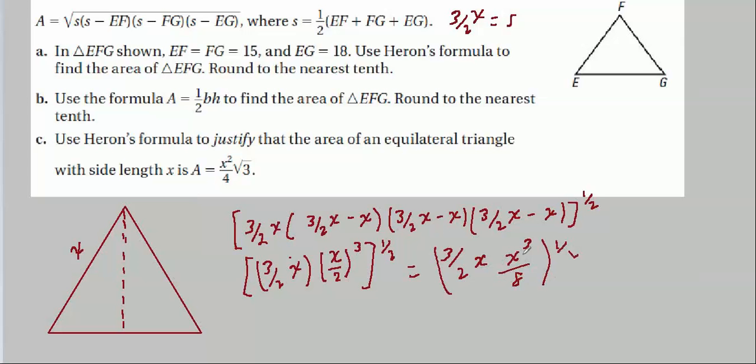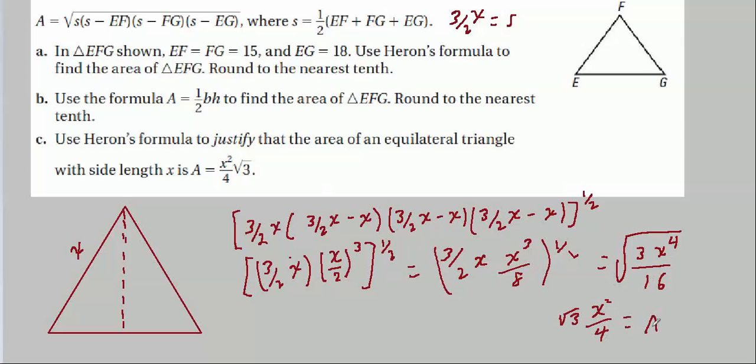So what we have is 3 times x to the 4th over 16, and we want the square root of all that. Well, the square root of this part, x to the 4th over 16, that's easy. That's just going to be x squared over 4, right? You square x squared over 4 and you get x to the 4th over 16. And this just becomes the square root of 3. That's what we get for an area for an equilateral triangle using Heron's formula.